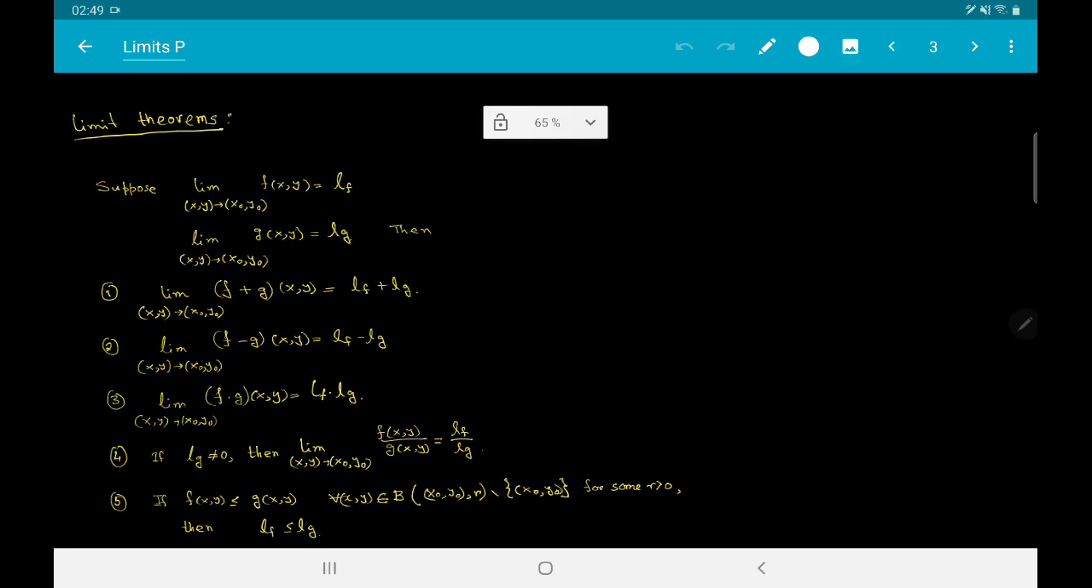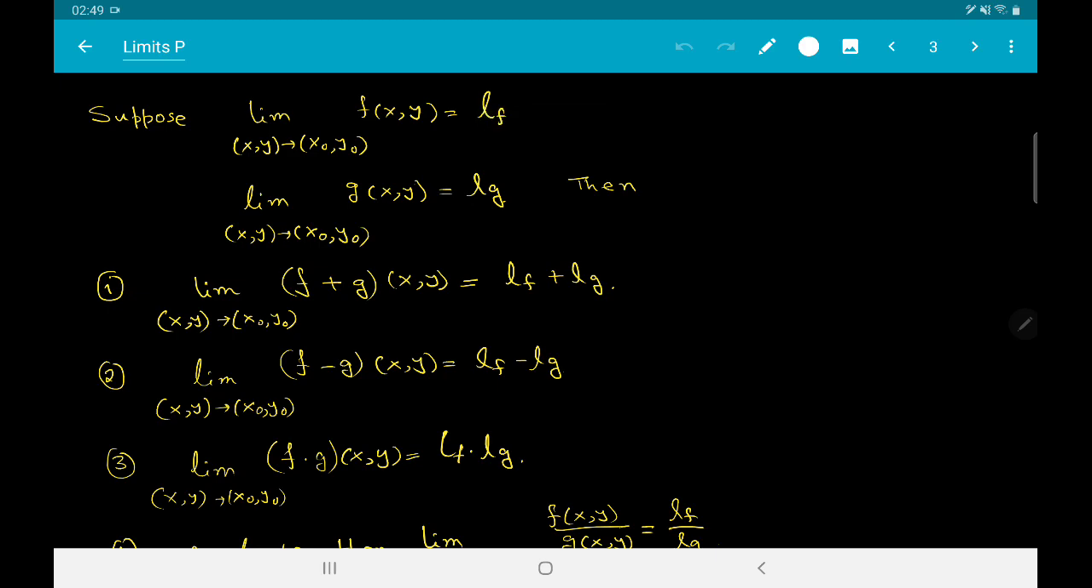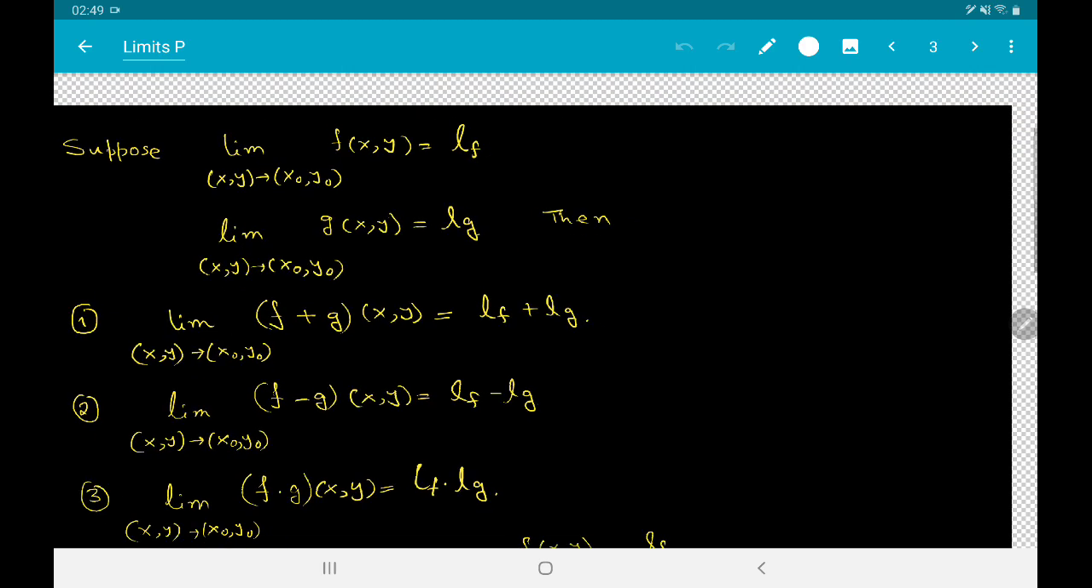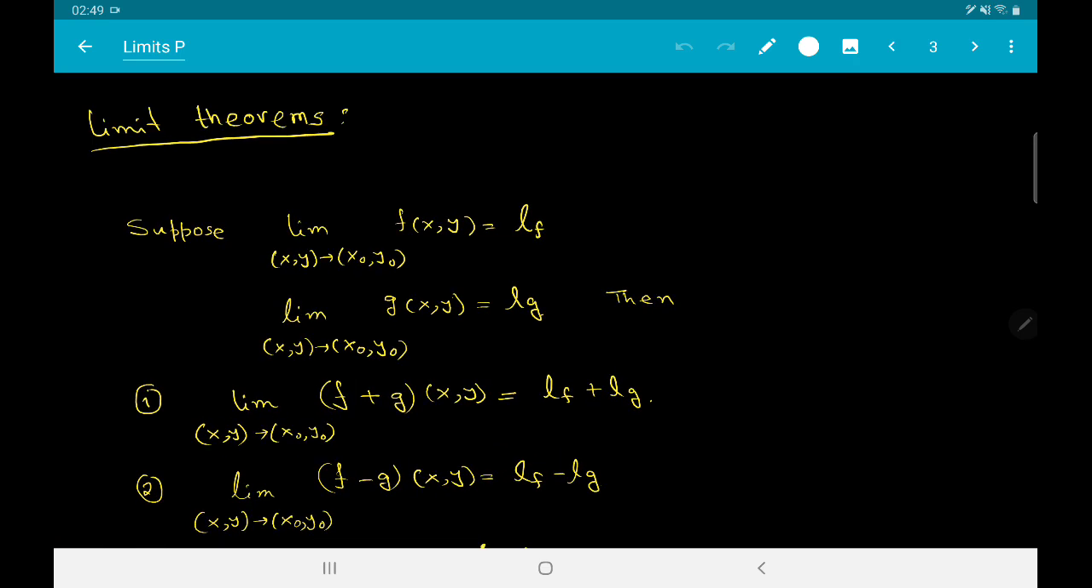So there are some limit theorems which are very easy consequences of limit theorems for sequences. So suppose that we have the following. We have two functions, let's say f from D to R, which we really don't need, but for the sake of being precise, let me take D to be a subset of R2, and f to be a function from D to R, and as I have said before, (x0, y0) is a point in R2 which is a limit point of D.